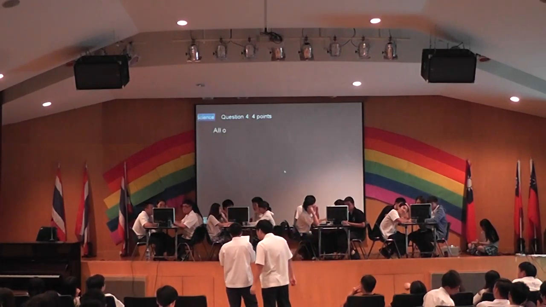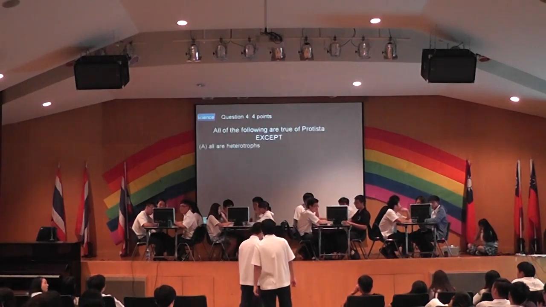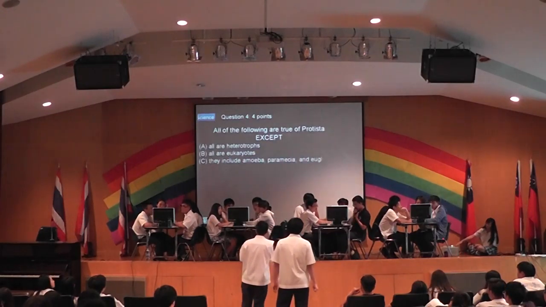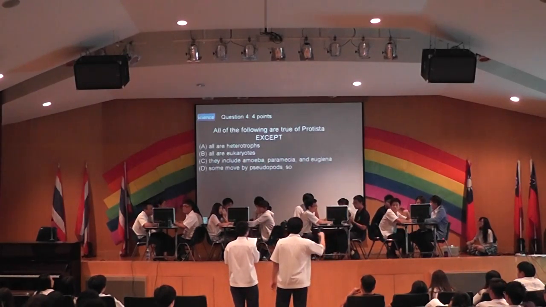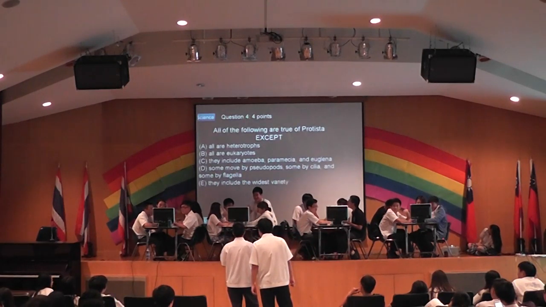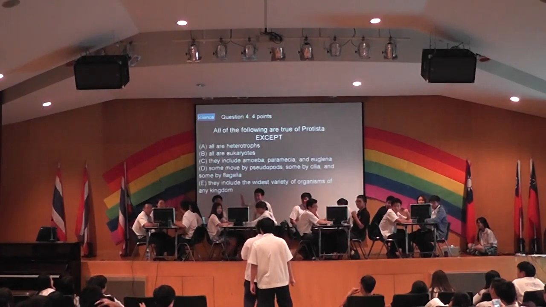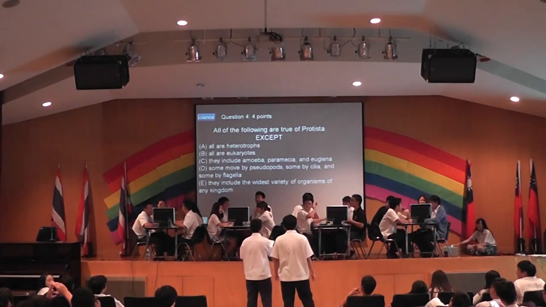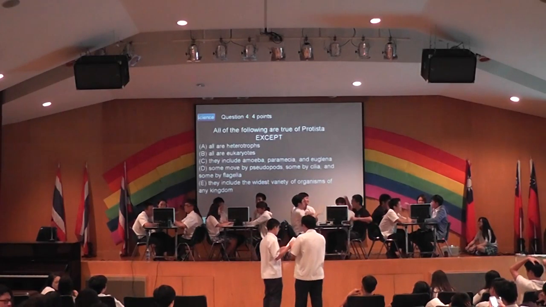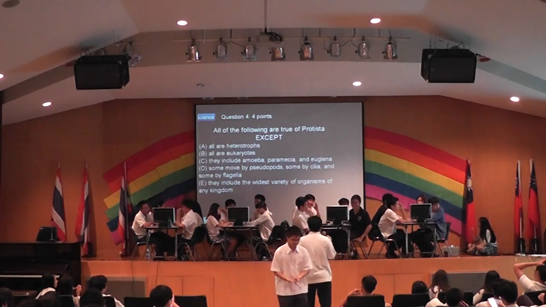All of the following are true of protista except: A. Are heterotrophs. B. Are all eukaryotes. Team number two. Okay, the answer is B. No! That is incorrect. Team number three. That is correct. Team number three, please choose your category.